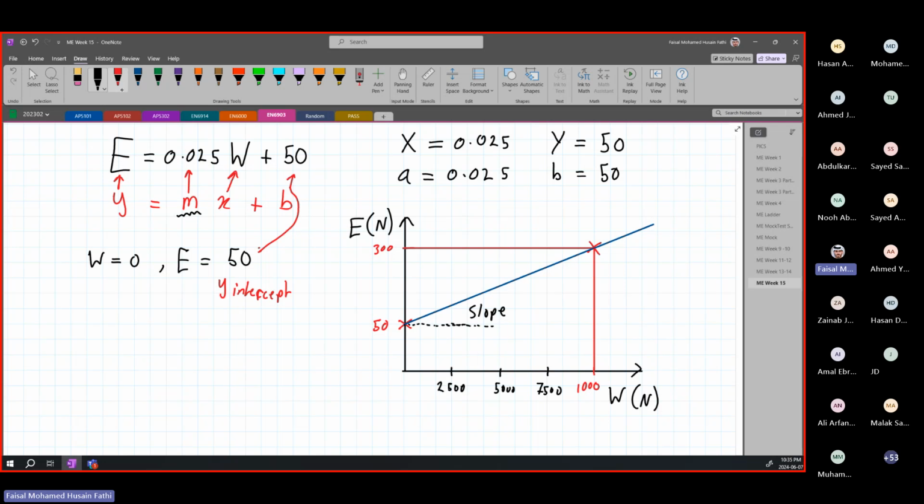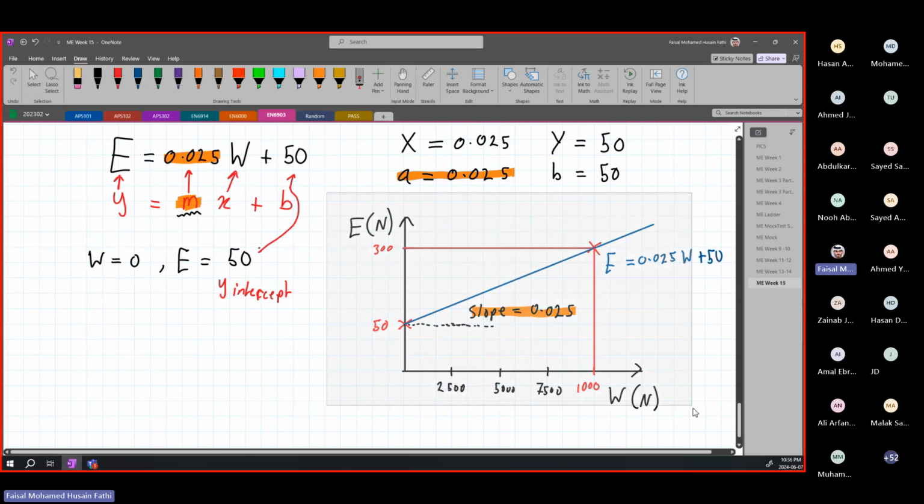All right. So slope is equal to 0.025, or the value of a. All right. This is what your slope is. So the slope is this value a over here, which is also known as m in the general equation. This is going to be the value of your slope. And sometimes it is preferred to write on the graph the equation of the line. So you can either write it as y is equal to 0.025, but since we are dealing with E, it's E equals 0.025 W plus 50.